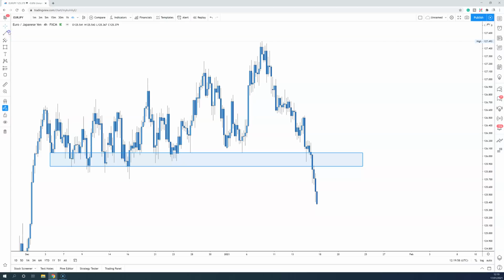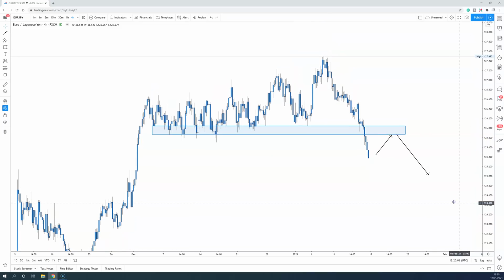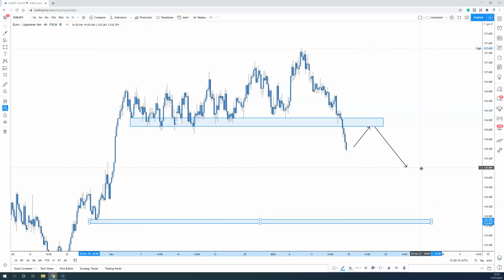So personally, I would say with how we've just violated this structural low, we are simply just looking for a retest of the structure and some sort of continuation to the downside. And in terms of where we could go, I would say because our major level to the downside is in and around this level here, these will definitely be targets. The range is huge, so we definitely could get there.